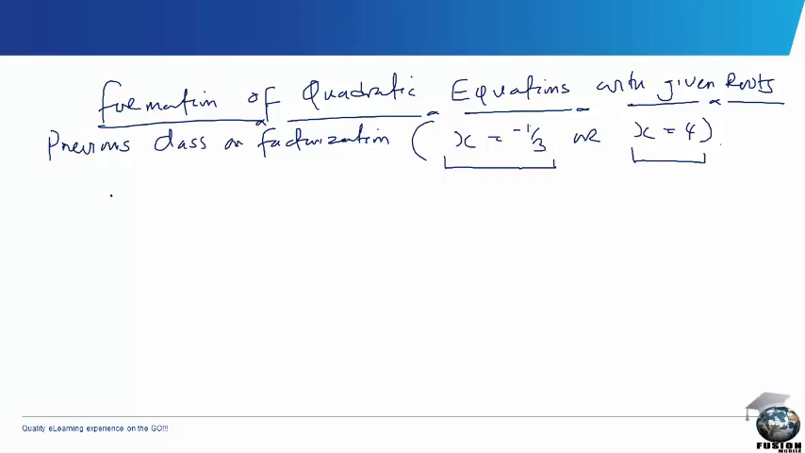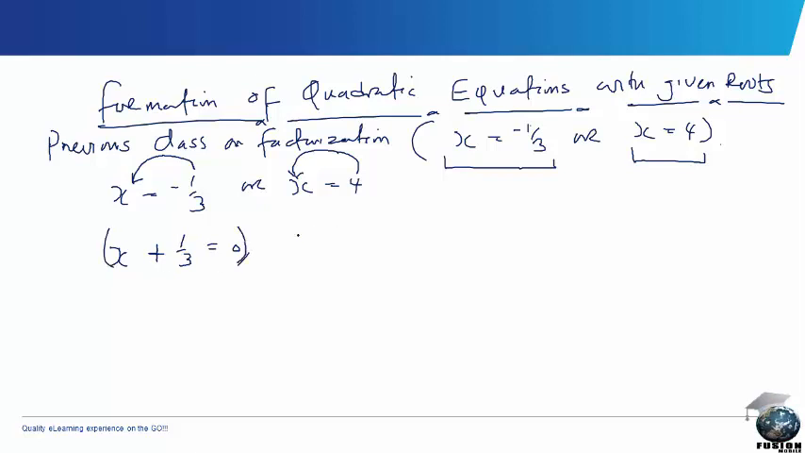So how do we start? Remember, you're given that x is equal to minus 1 over 3 and that x is equal to 4. You have to move the constants back to come and be with x, so that the equation will be equal to 0. If you move the constant back, crossing the equality sign, this becomes x plus 1 over 3 is equal to 0, or this becomes x minus 4 is equal to 0. So the two brackets you need are this and this.